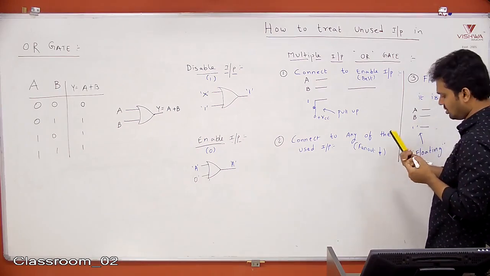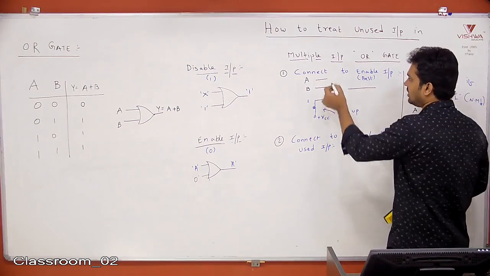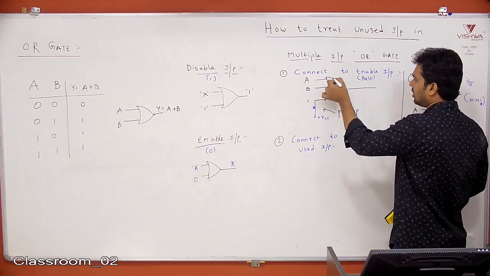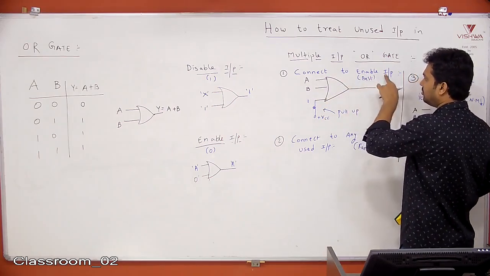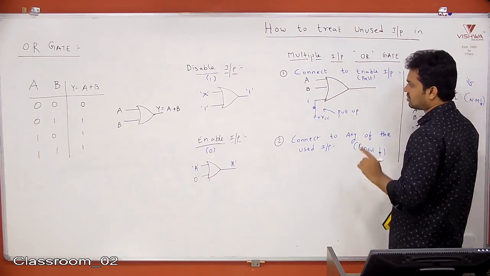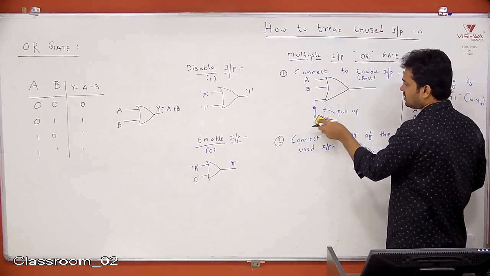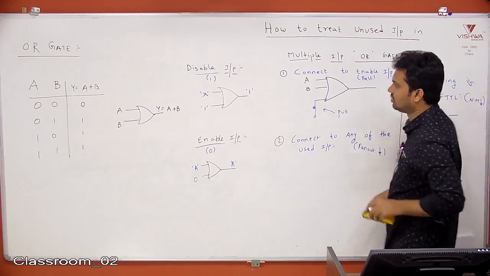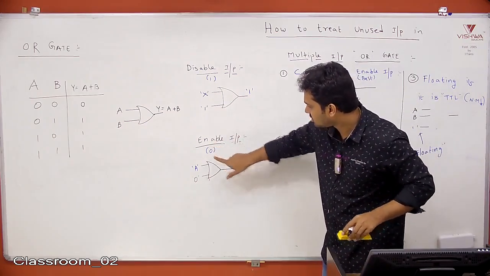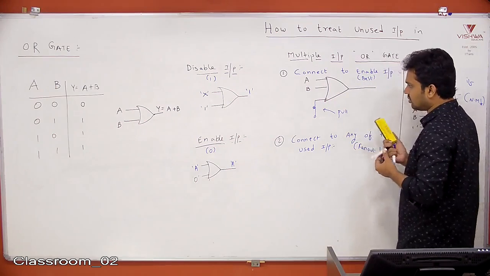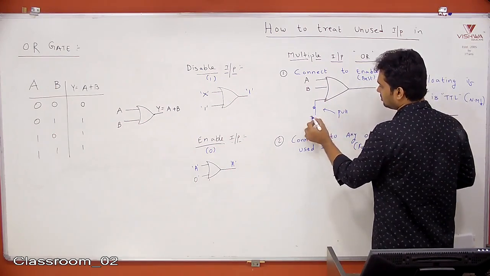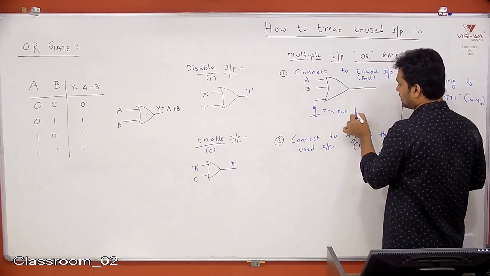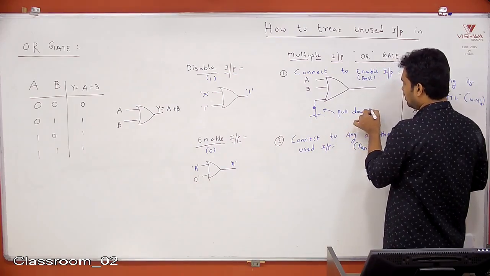See here. What is the first condition we discussed earlier? Connect to enable input. Okay, here also connect to enable input. But what is enable input here? 0. So connect to 0. I assume 0 is nothing but 0 volts or ground. We call it as pull down.